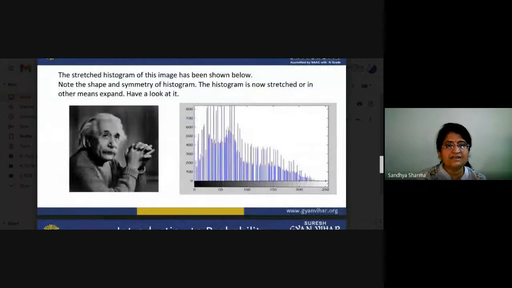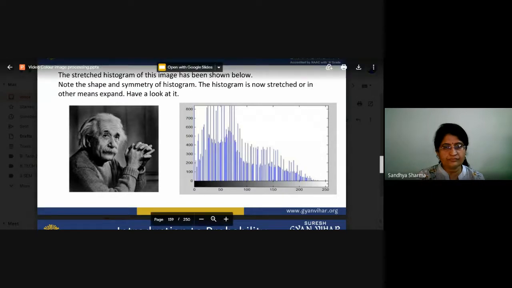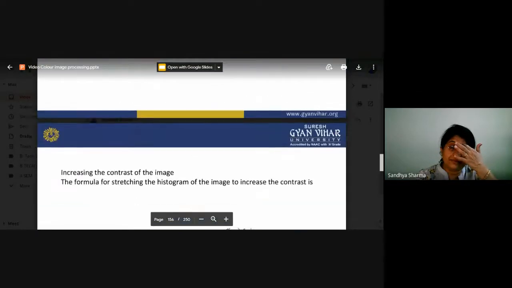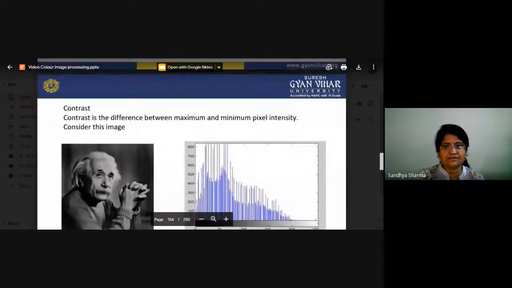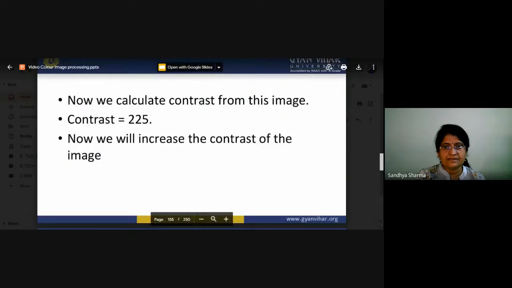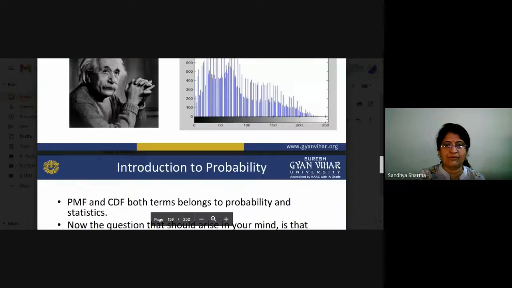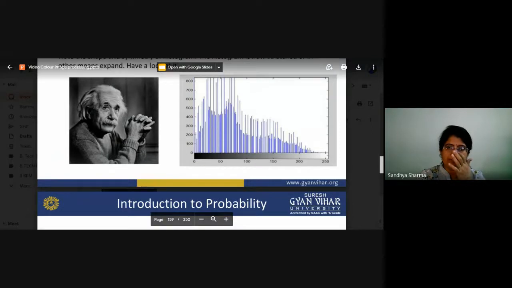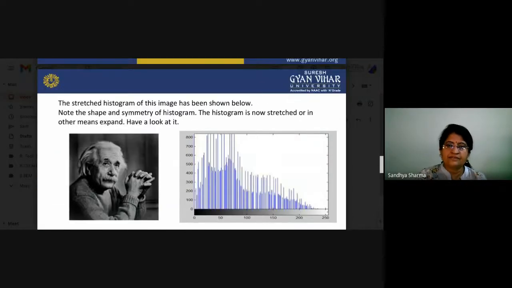You can see here the stretched histogram of this image has been shown below, and note the shape and symmetry of the histogram. The histogram is now stretched, or in other words expanded. You can see that is the expanded form. Initially it was in compressed form, as you can also see from our previous part. That was not in the spread form, but here it is in the spread form. I think it will be clear if we spread the contrast histogram diagram of this one.